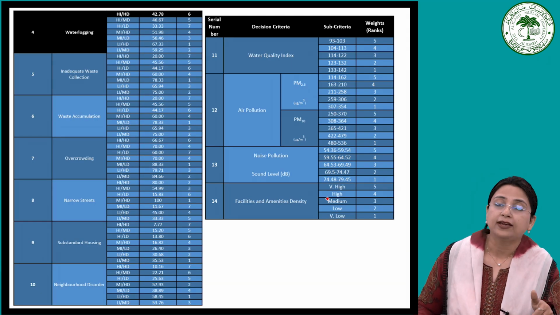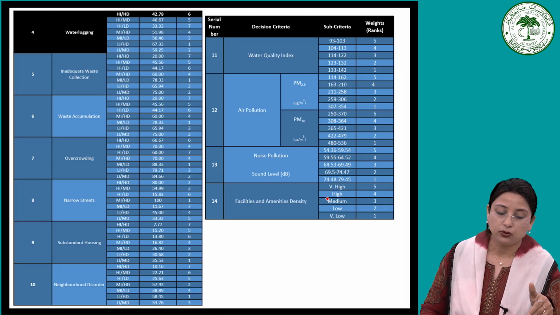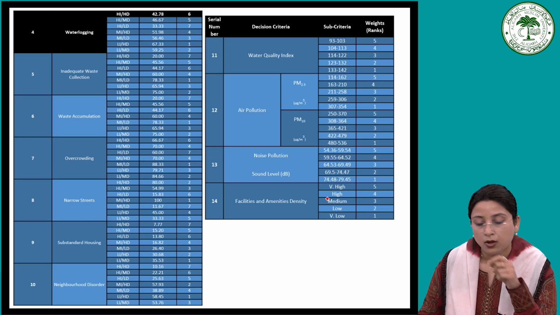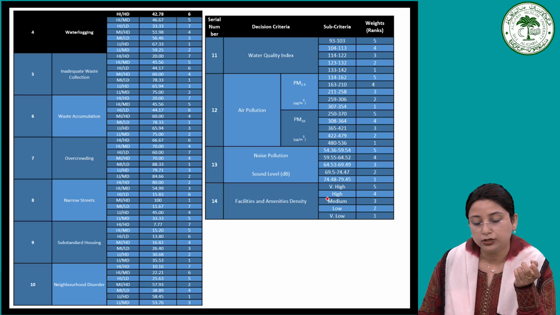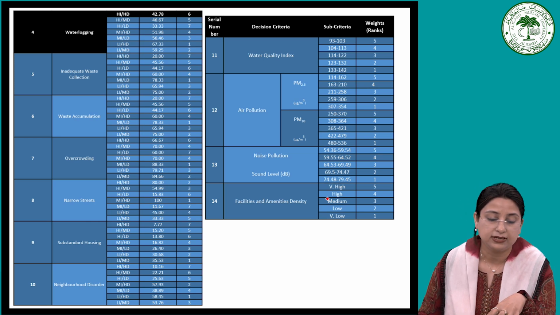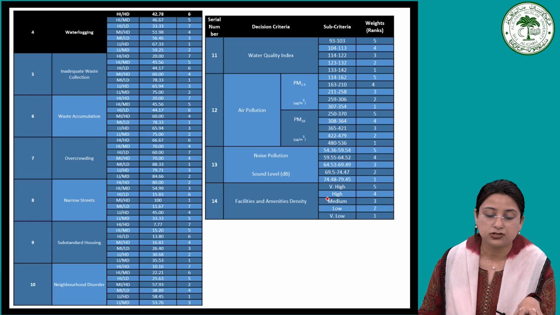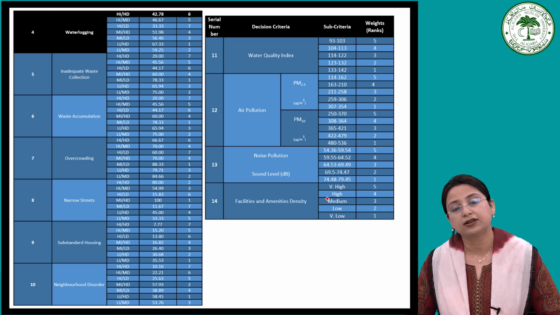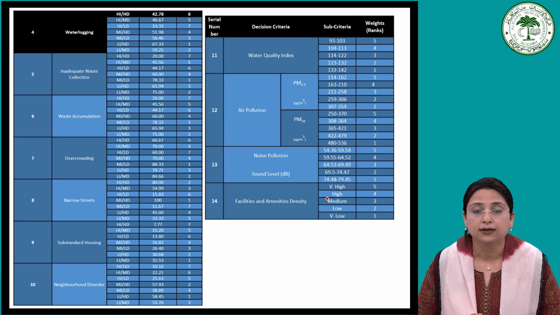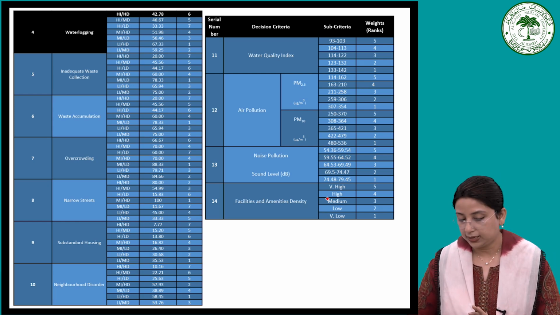So, accordingly we have given weight to inadequate waste collection, water accumulation, overcrowding, narrow streets, substandard housing, neighborhood disaster, water quality index, air pollution, noise pollution. For all these sub-criteria, we can say this is a decision criteria. In that we have taken several sub-criteria, and for all of them we have assigned weight according to their importance.